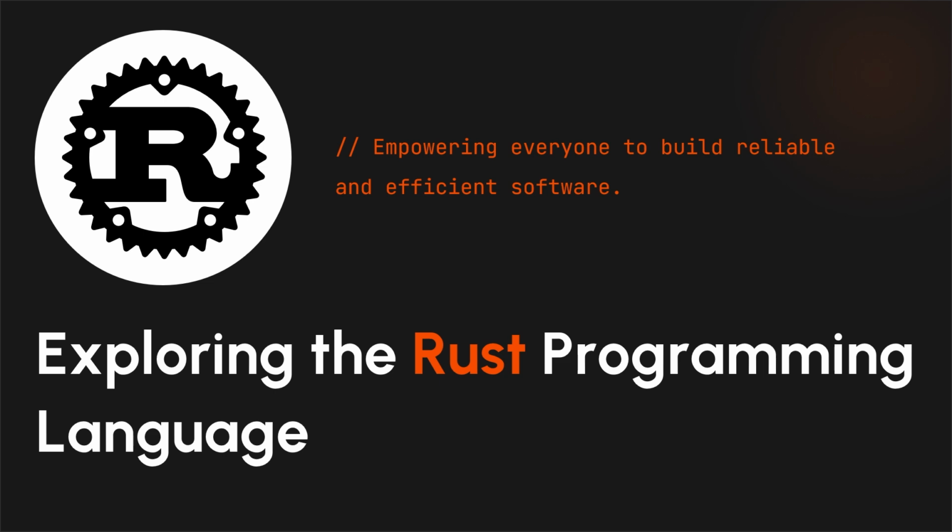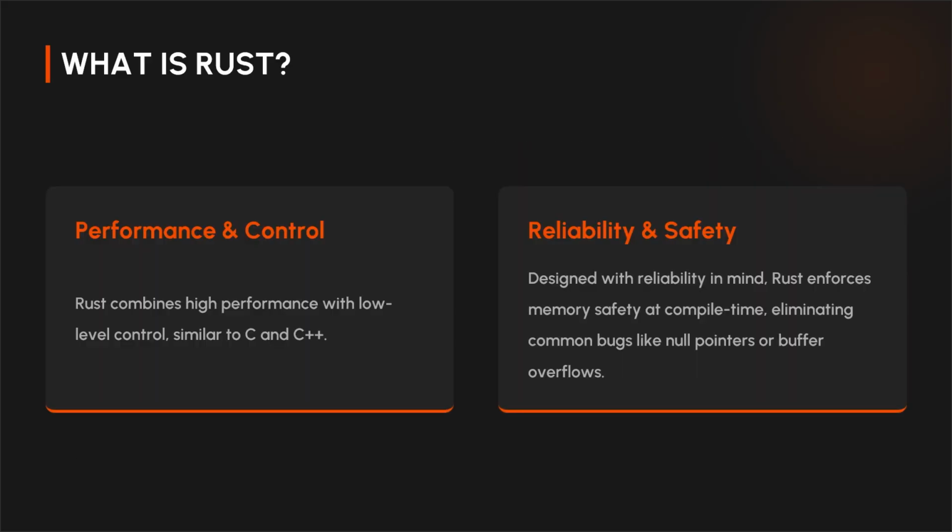Hello everyone. In this video, we are going to explore the Rust programming language. Rust has gained attention because it combines high performance, low-level control, reliability, and memory safety. It is a systems programming language like C and C++, which means it can be used to create software that works closely with computer memory, operating systems, and hardware.